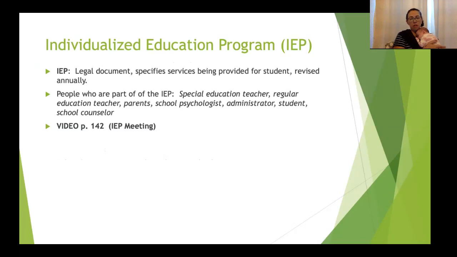Some other people that are on it are the special education teacher. The parents absolutely have to be involved. The school psychologist is usually the one who does the assessing, so they're included. There's an administrator representative. Sometimes it's the principal or the assistant principal. And hopefully the school counselor can be involved also. You do need to know the makeup of the teams, so pay attention to that. On page 142, there's a video of an IEP meeting that you can watch.